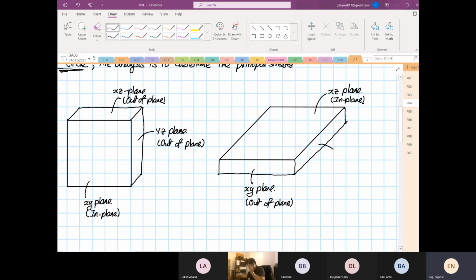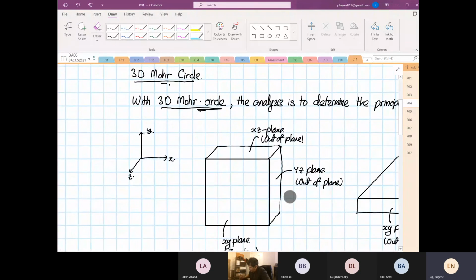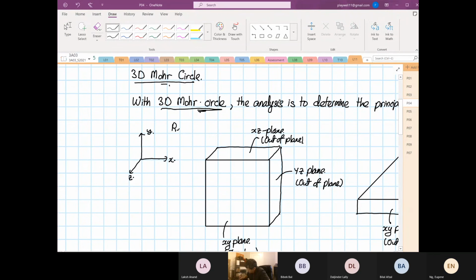So in case you come across a question that orientates the element differently, it's just trying to highlight which is the in plane and out of plane, and it's all dependent on the surface area that you see. Okay, that's it. So this is just to recap, recall, or revise what is in plane and out of plane. That's all. Just to recap.